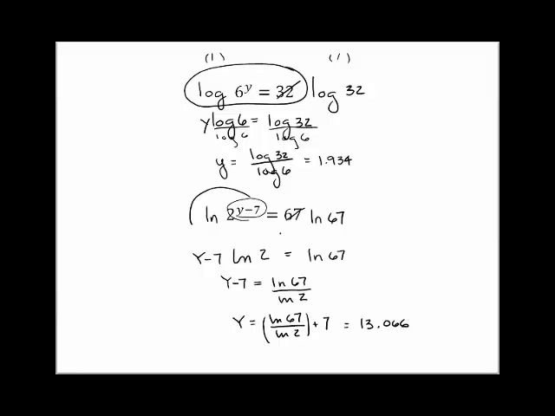All right? So you could barely see this equation anymore, but 2 to the y minus 7 equals 67. The answer for y is 13.066. Great. All right, can we get a little more complicated? Here we go. Now we've got x on both sides of the equation.